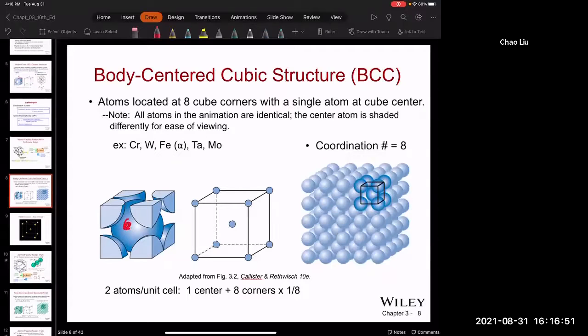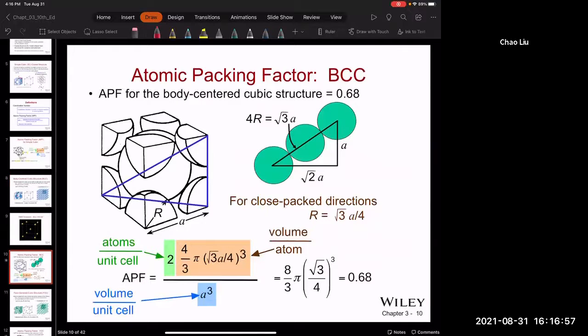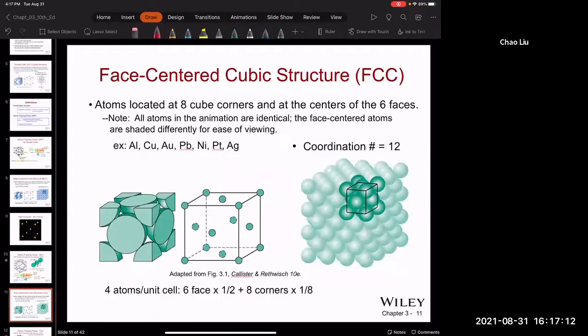This one is the center of the cubic cell. And the next one, you are going to look at this structure, and you will find a different way to relate the radius and also the lattice length A. And the last one, well, this is not the last one, actually, there's another one. So the next one is the FCC.